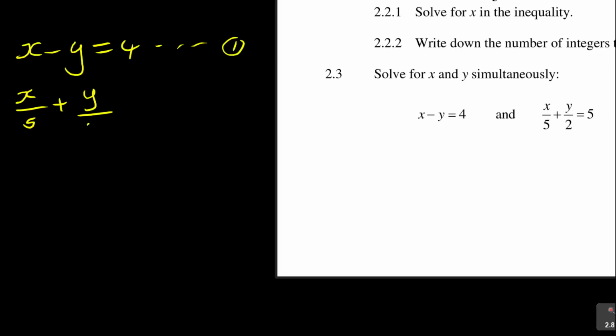Okay, so look at this. So we've got x minus y equal to 4. We call that equation 1. And then x over 5 plus y over 2 equal to 5. And this is called equation 2. Always remember that. Just name them. x minus y is equal to 4. Correct? x over 5 plus that.